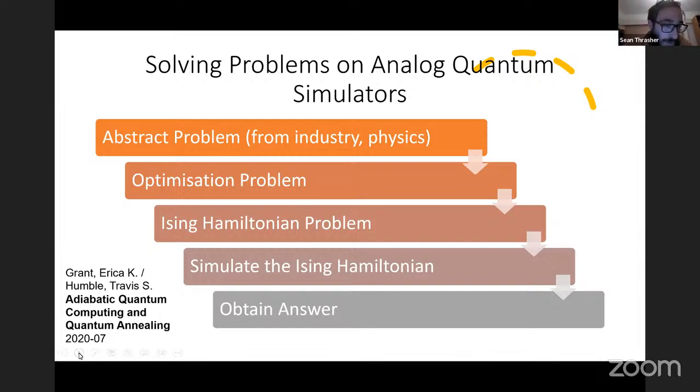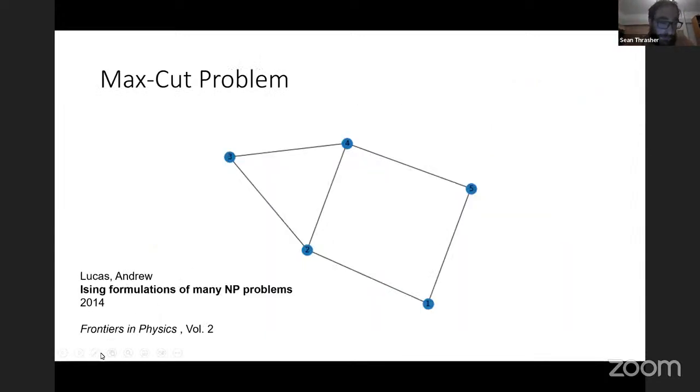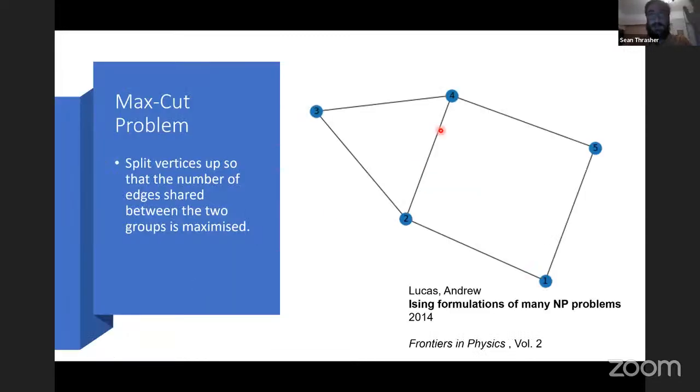Okay, so now I'm going to just illustrate with a particular type of problem that's studied. This is called the max cut problem. And the idea is that you've got a graph and you want to split the graph up so that the number of edges shared between two groups is maximized.